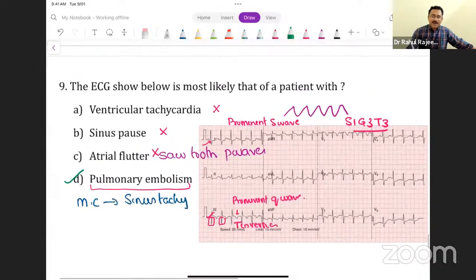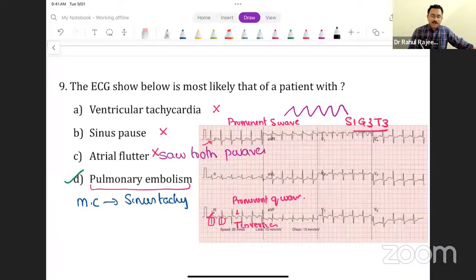So when you have options like pulmonary embolism, you should be looking for that finding. Do not take time to analyze the entire ECG and then come up with a diagnosis. That's not how you do it smartly in the exam. Understand what the common ECGs are and try to pick them up from the options and the ECG.